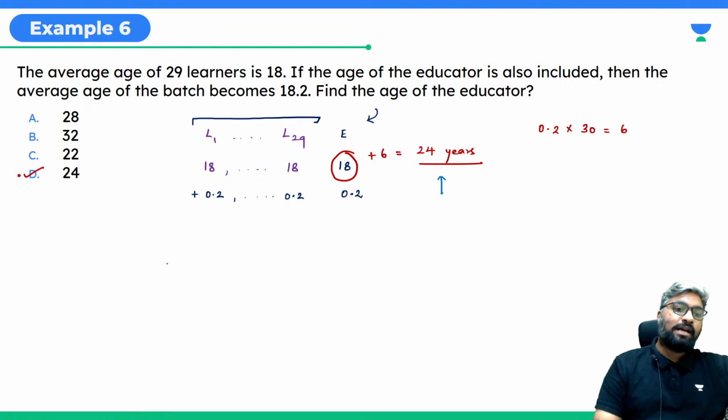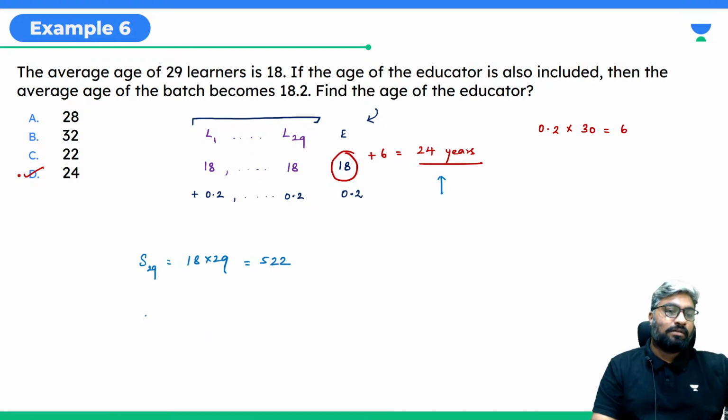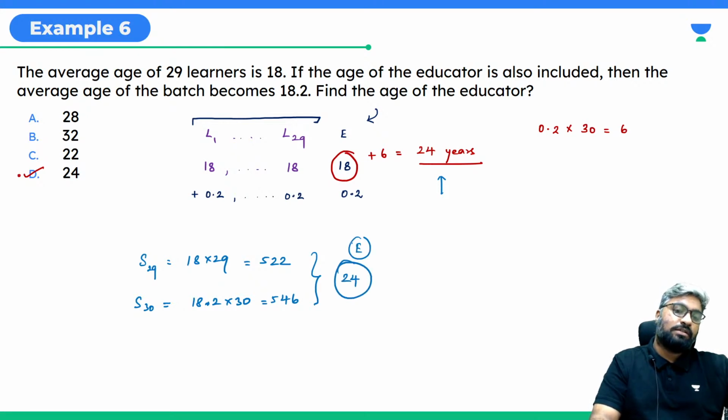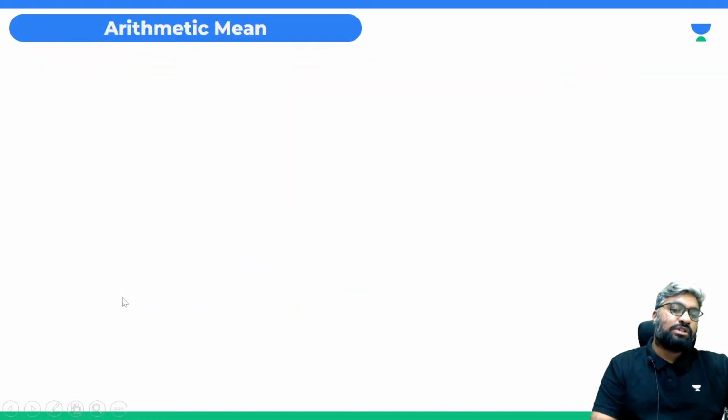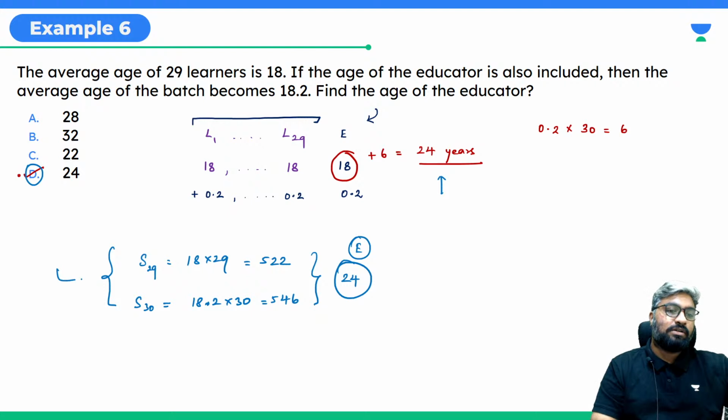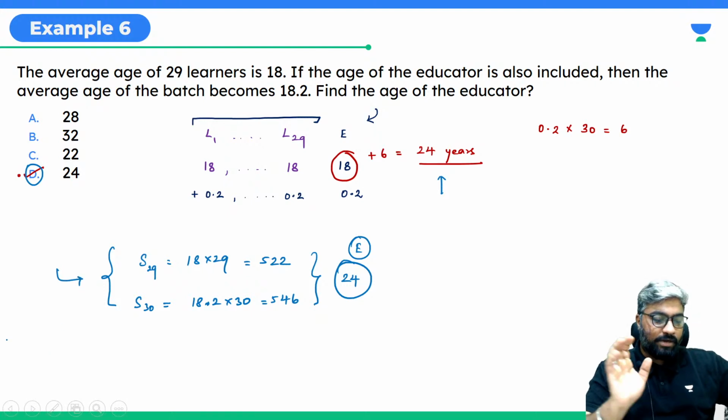Alternatively, if you want to do it with an equation, you can. The sum of 29 learners will be 18 into 29, which is 522. Then the sum of 30 people is 18.2 into 30, correct? So this gives us 182 into 3, 18 into 3 is 540, so 546. What is the difference between the two? 546 minus 522 is 24. This is the educator's age. Okay? Equations are also easy, just that you have to do a little more calculation and nothing else. Okay.